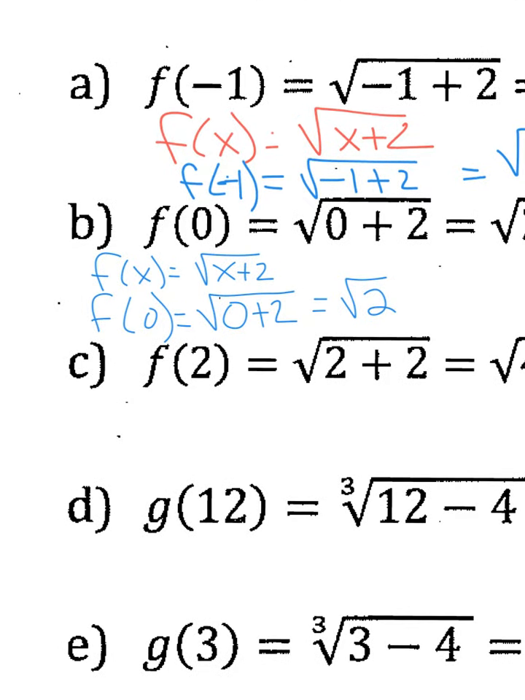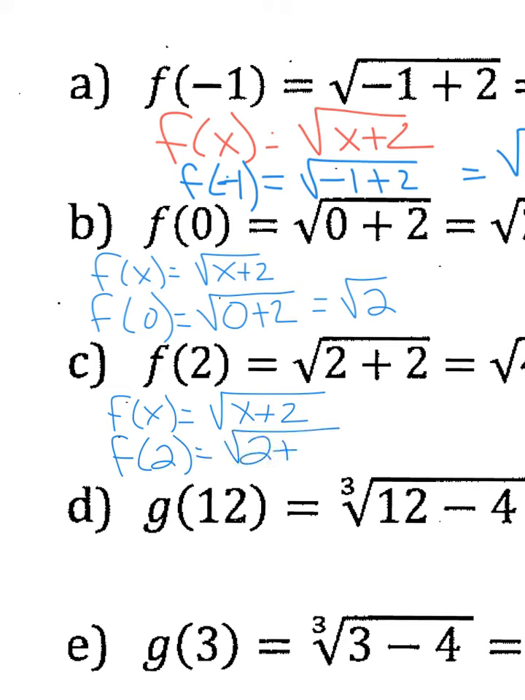To find f of 2, we're going to use the same function. F of x equals the square root of x plus 2. We will replace 2 for x in our function. So f of 2 is going to equal the square root of 2 plus 2, which is the square root of 4, which simplifies to make 2.